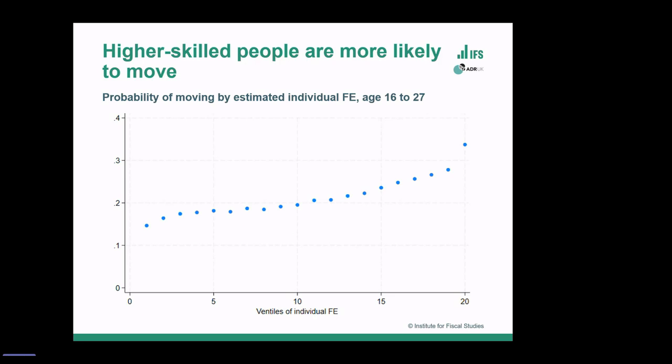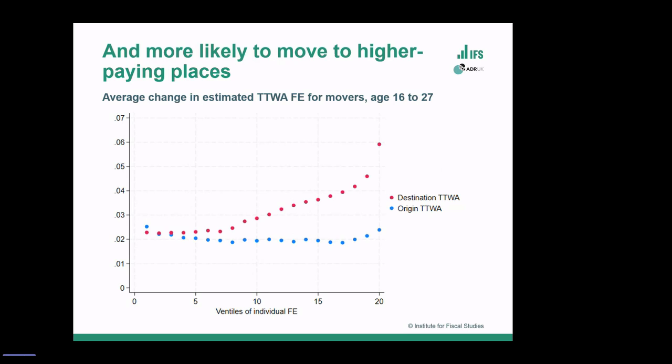So not only are they more likely to move overall, they're also more likely to move to higher paying places. What I'm doing here is using the same 20 groups of individuals and showing you the average pay premiums in their origin destination, so where they were at age 16, and their destination travel to work area, so where they were at age 27, and looking at the difference between the two.